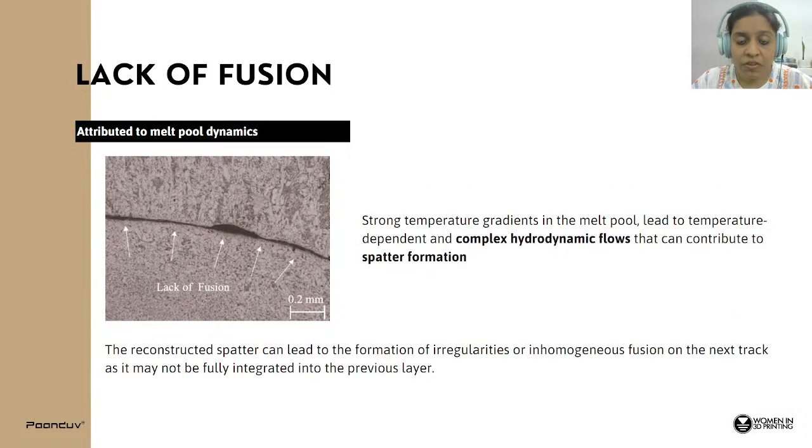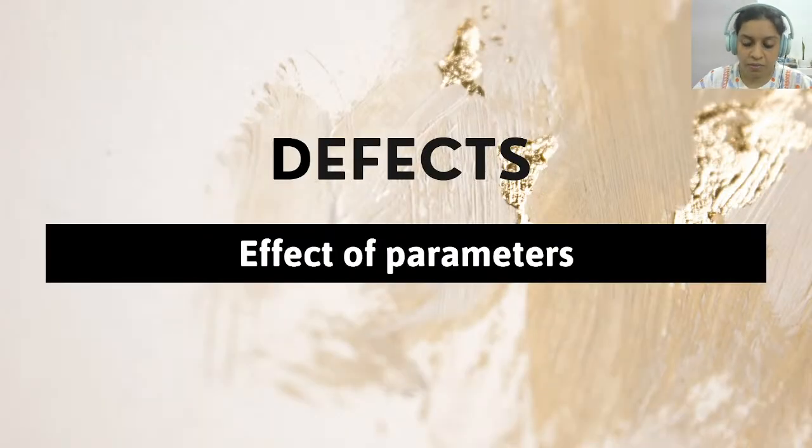The lack of fusion, which is again attributed to melt pool dynamics. Because of the strong temperature gradients between the substrate and the top layer, it can lead to complex hydrodynamic flows, which can lead to spatter formation. This spatter formation generates irregularities and inhomogeneous fusion, due to which the next layer coming in does not play out smooth, and there is a gap between the fused particles and fused layers.